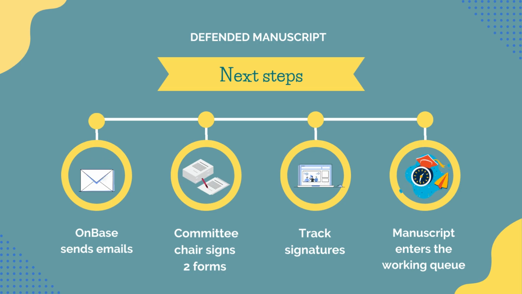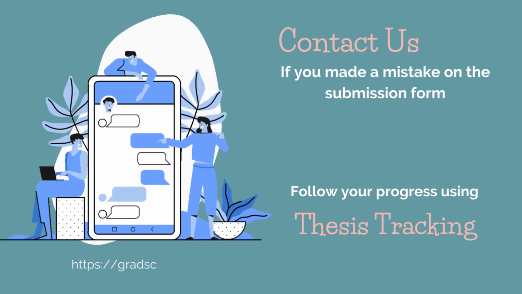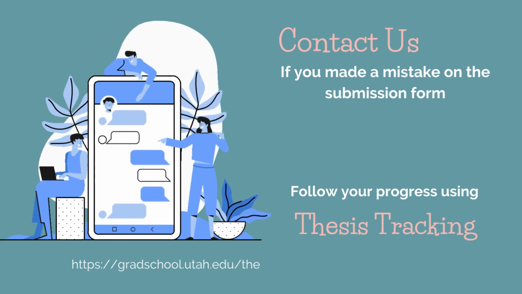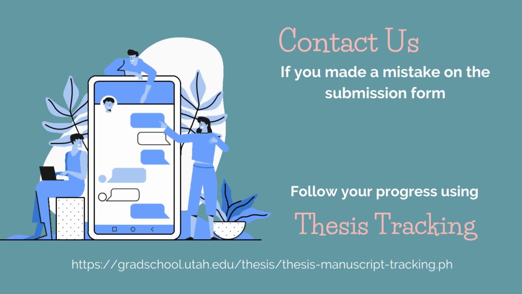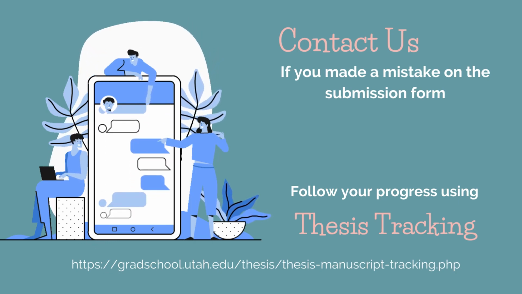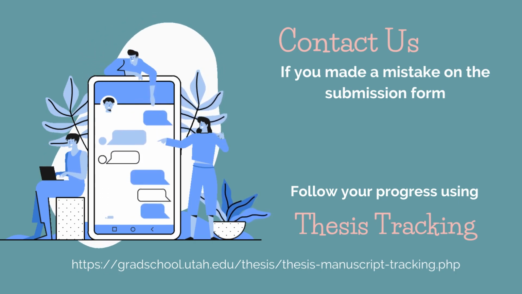Once the system has received the signature from your department chair and a majority of your committee members, your submission will move into the working queue, and you'll get an email when this happens. If you think you made a mistake on your submission form, let us know. Email us with the correct information and we can help. And remember, you can follow your progress in the queue using the tracking system found on our website. Find the link below.